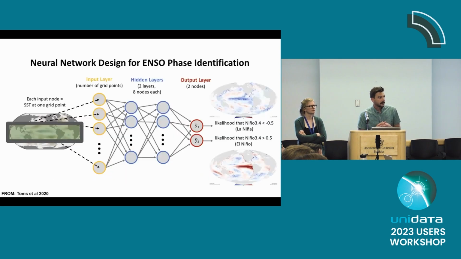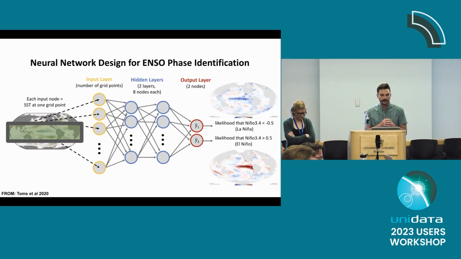So to do that, this is the network we're going to be devising. We're really just taking the SSTs at each grid point, and we're going to flatten those out and make a feed-forward neural network. There's no convolution. It's pretty much as simple as you can go. So we take those points. We exclude the land points for obvious reasons.